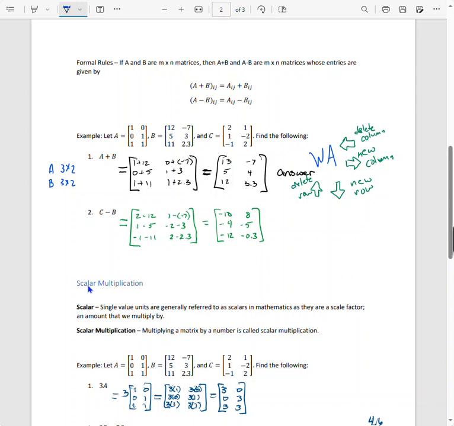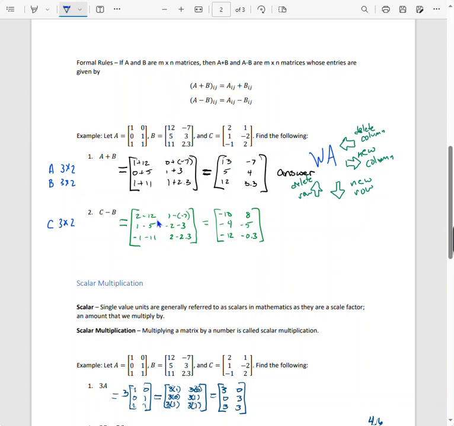If I'm trying to find C minus B, I notice that C is also a 3 by 2. Since they're all 3 by 2s, I can do my addition and subtraction, no big deal. So I will take C first, and then subtract B. So 2 minus 12, 1 minus a negative 7, 1 minus 5, negative 2 minus 3, in the corresponding entries, negative 1 minus 11 in row 3, column 1, and finally 2 minus 2.3 in row 3, column 2.